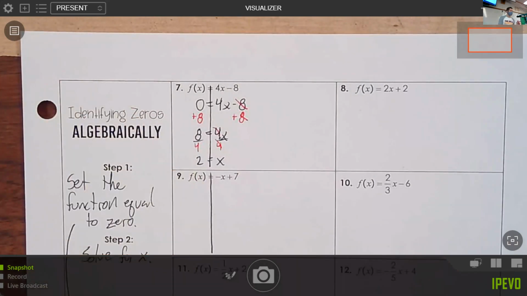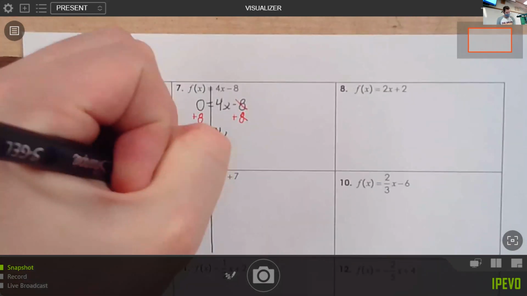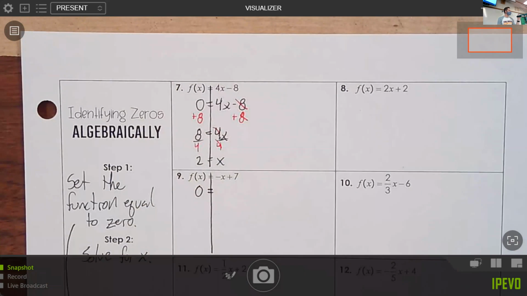And we are going to replace f of x with 0. So we're going to say 0 is equal to, instead of negative x, does anybody know what I'm going to write? I bet L knows. What am I going to write? Negative 1x. Good.